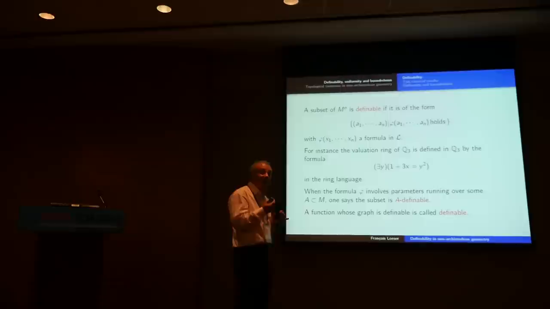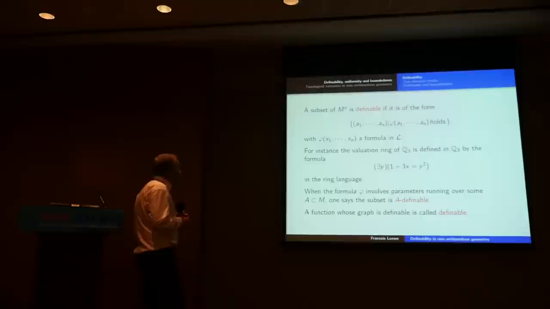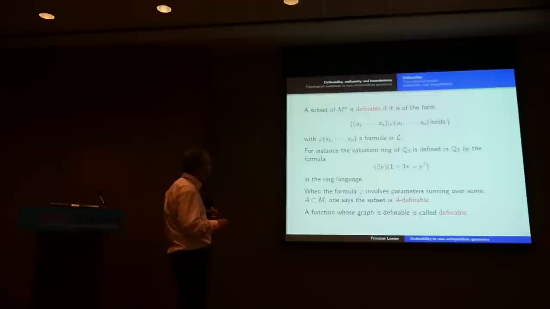So, for instance, this is the formula, and if I did it right, it should define the valuation ring of the field of p-adic numbers within itself. So this is a definable subset of this field.